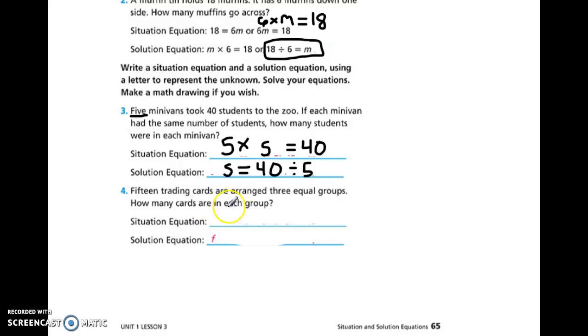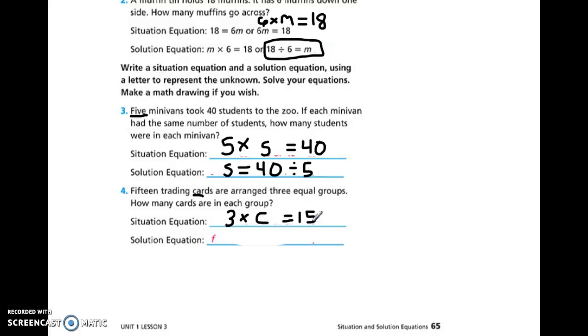All right, let's do one more here. 15 trading cards are arranged in 3 equal groups. How many cards are in each group? All right, so again, we know our total. We have 15 total trading cards. All right, so I'm going to put that on one side of my equal sign. And we have 3 equal groups. Okay, so that equal group tells me that I'm going to have to multiply again. And I'm going to make my variable unknown. Since we're talking about trading cards, I'm going to put it as a C. So 3 times the number of cards equals a total of 15 cards. Okay, so that's my situation equation.